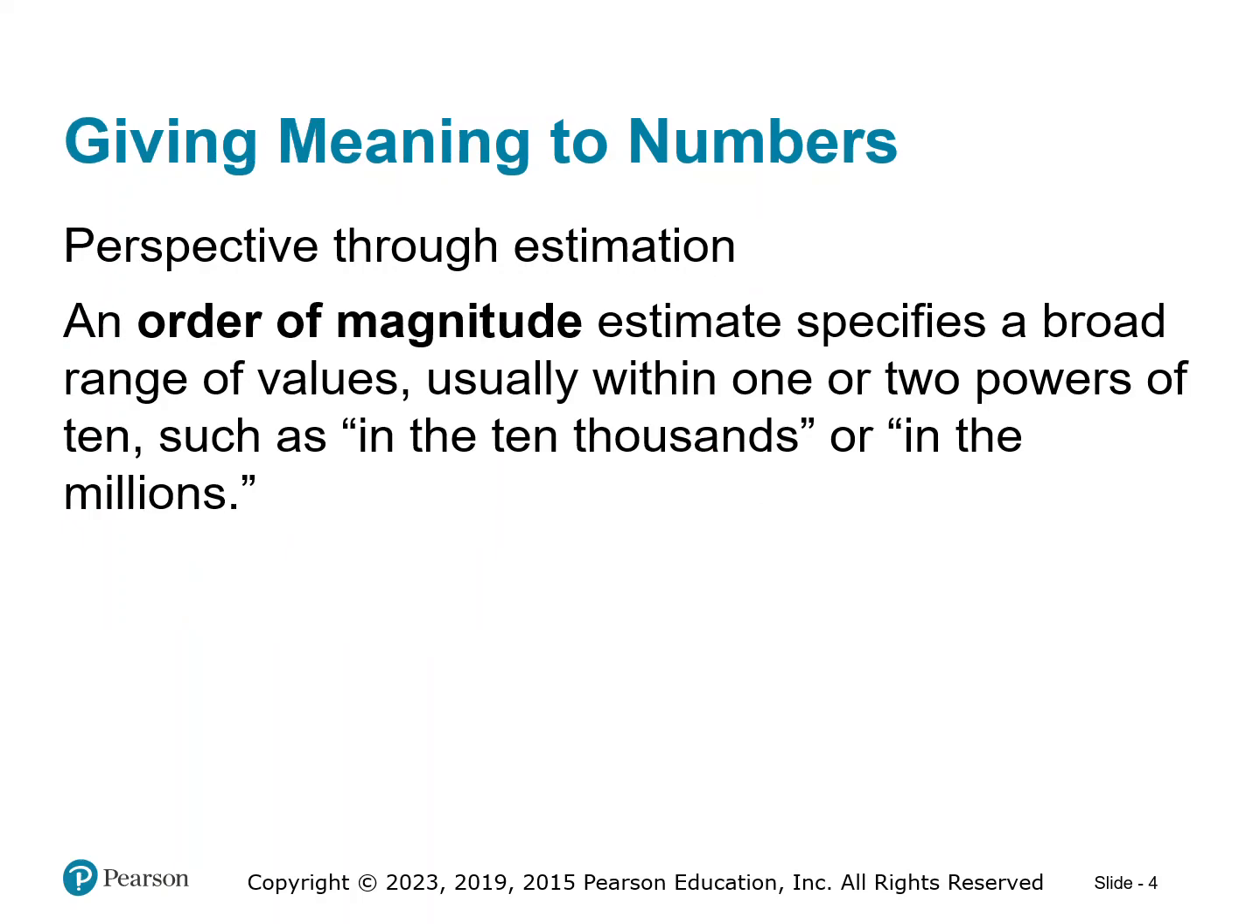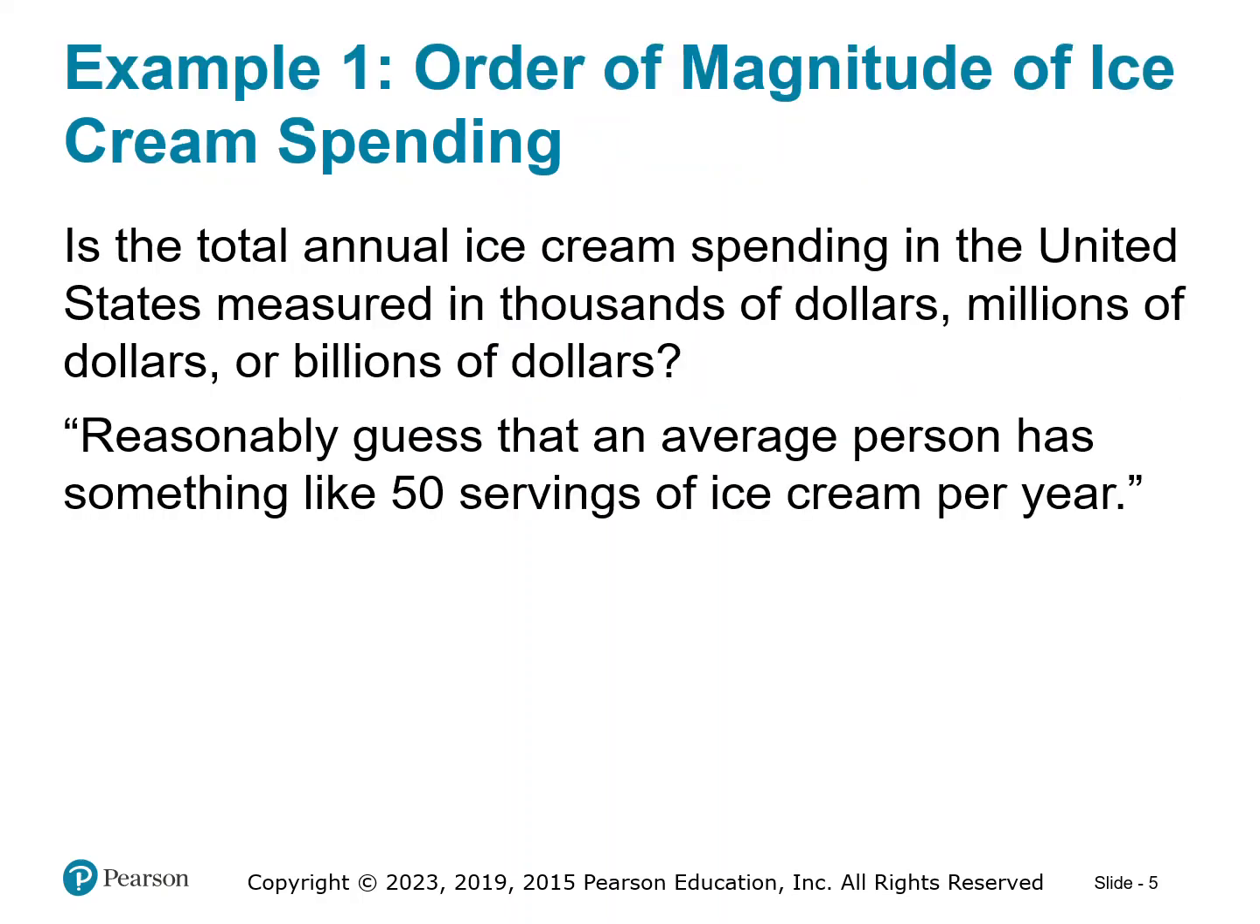Okay, let's give some meanings to numbers. Some perspective through estimation, one might say. An order of magnitude estimate specifies a broad range of values, usually within 1 or 2 powers of 10. So we'll say they made tens of thousands of dollars, or in the millions, or whatever. We just round it to these larger numbers, so we don't have to get down to the exactness. Is the total annual ice cream spending in the United States measured in thousands of dollars, millions of dollars, or billions of dollars?